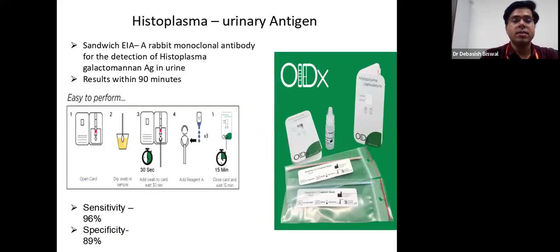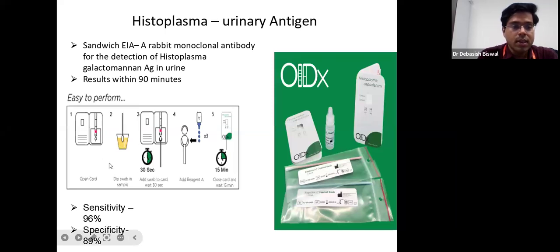Histoplasma: here the antigen can be detected by RDT method in the urine sample. It is based on the sandwich immunoassay principle, where we use a rabbit monoclonal antibody for the detection of the histoplasma galactomannan antigen in the urine. The result is obtained within 90 minutes, around 1.5 hours.